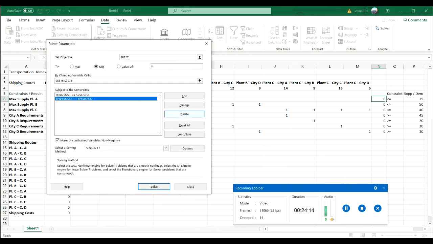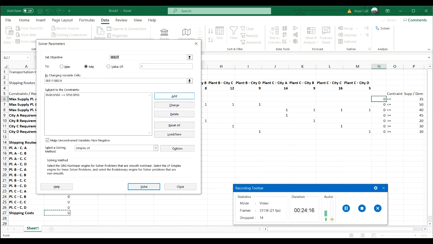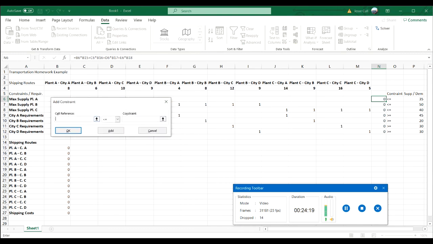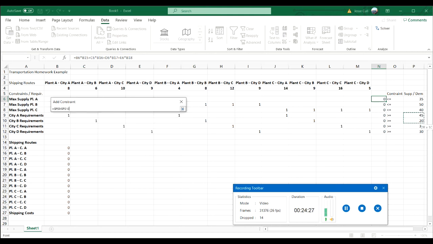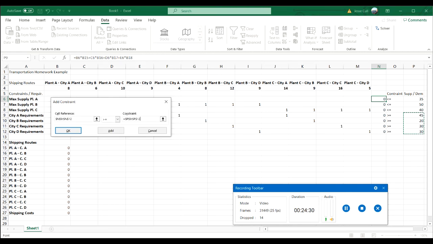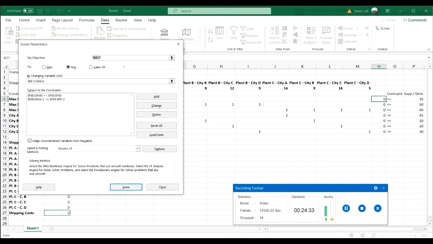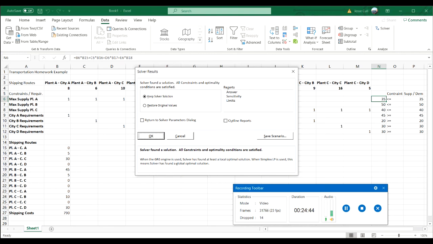So let's change our constraints. Let's delete this constraint and we'll add it again. So cell reference 1, 2, 3, 4 here must be greater than or equal to these 4 over here. So we add that, we press OK. Now we have our reverse signs, must be less than or equal to, must be greater than or equal to. We hit solve. All constraints and optimality conditions are satisfied. We hit OK, and we examine our results.